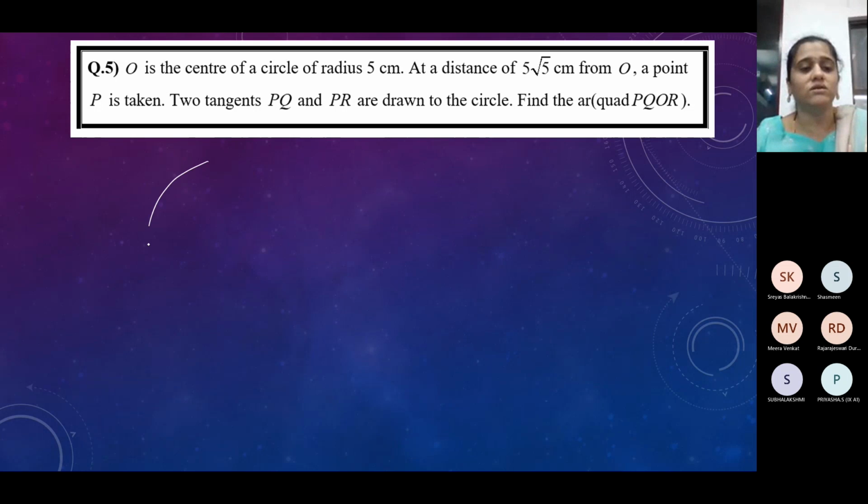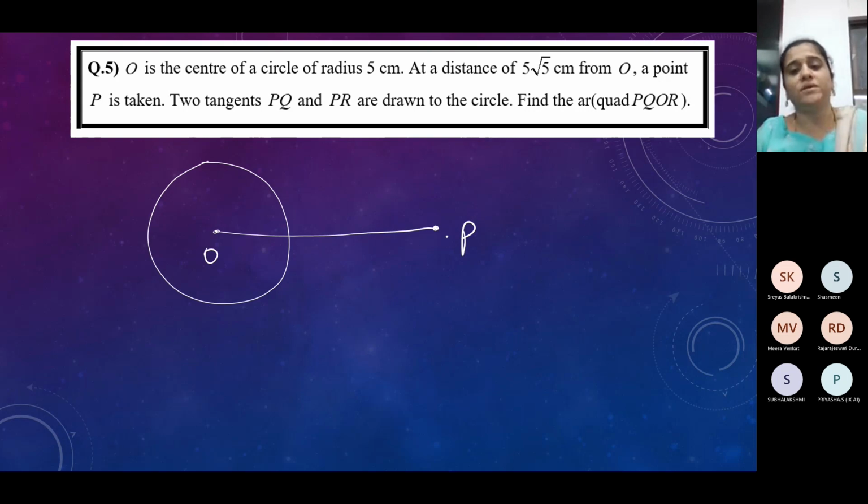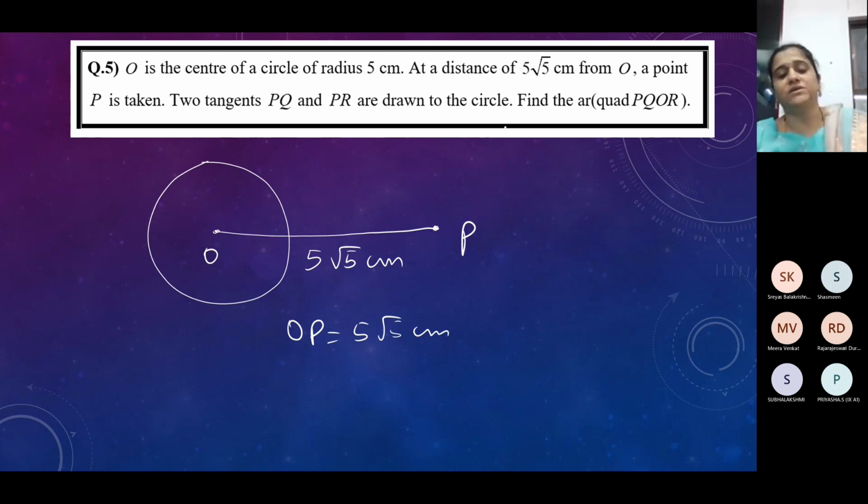All right. So circle with center O. Radius is 5 centimeters. At a distance of 5√5 centimeters from O, let's take a point P. The distance of this point P from O is 5√5 centimeters. That means OP is 5√5 centimeters.